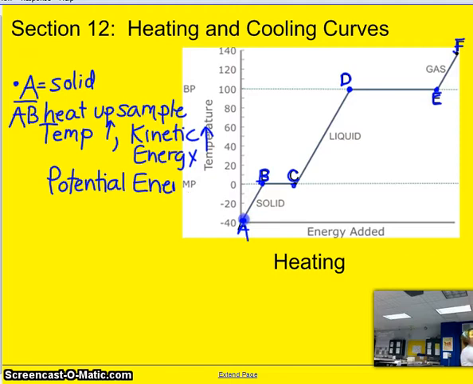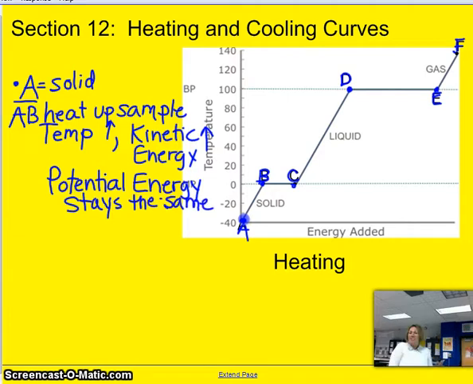I will write out potential energy this time, but next time I will change it to just PE, because that's easier to write, and we have a lot to write here. So we're starting here on our curve. We heat the sample. It goes hotter and hotter, and the molecules move faster and faster until something significant begins to happen at point B. At point B, we begin to melt.